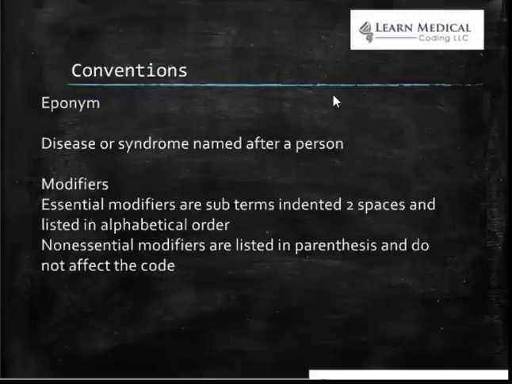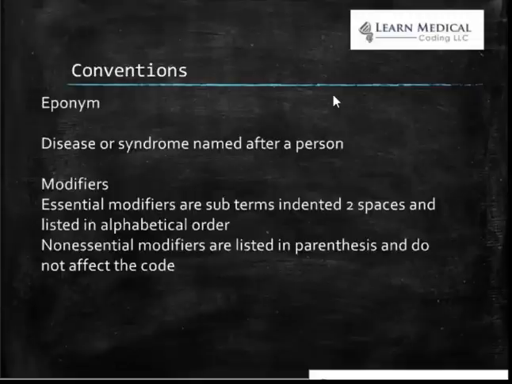An eponym is a disease or syndrome named after a person. Okay. Modifiers, which we talked about a little bit. We talked about the non-essential modifiers. If the documentation is available and you're coding from that documentation, even though the documentation is there and the code is specific, the code does not change. For example, when we talked about rickets, if the patient's noted to have active rickets, the code will stay the same. If the patient is just documented as having rickets, it's going to be the same as if the patient was documented as having active rickets. The code will not change.